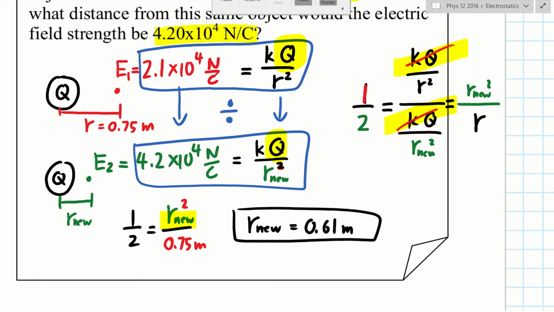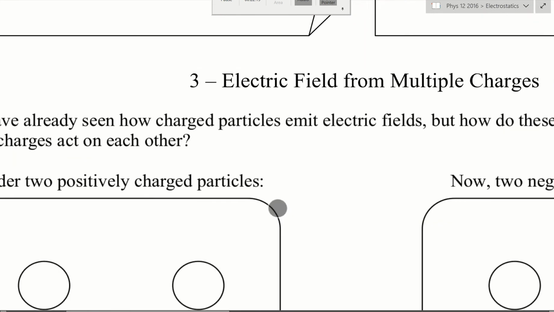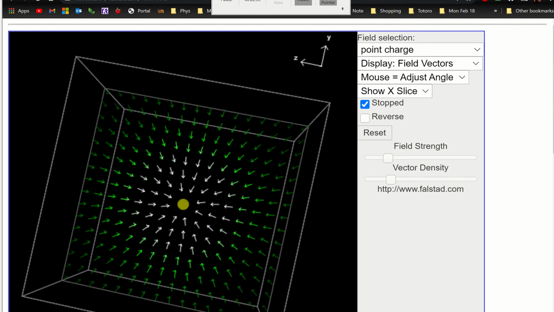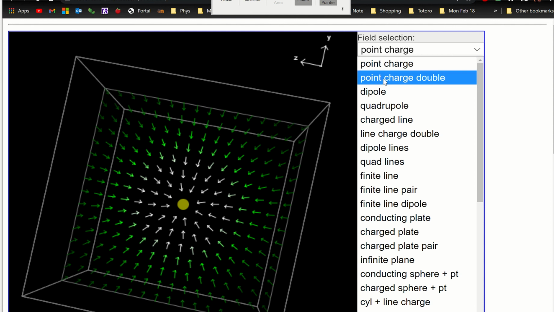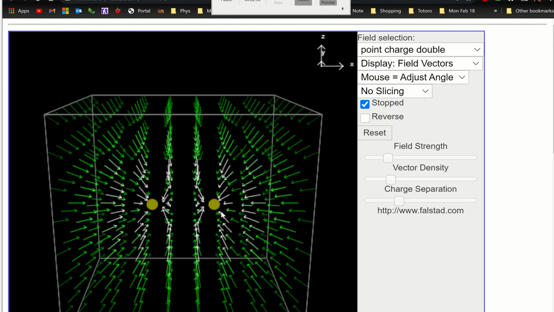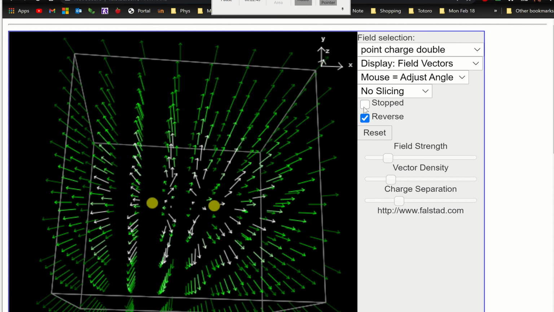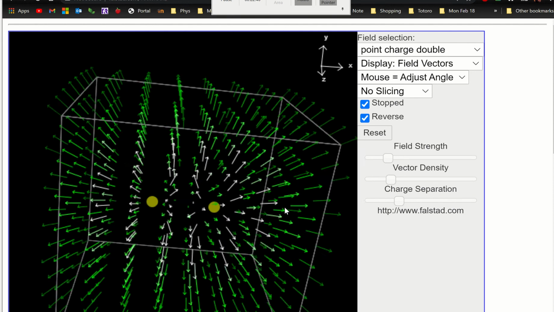Okay, now that's for one charge, and now two or more. What if you have two charges together? Let's see if we can use our simulation to look at it. So if you go to our simulation, and then I select point charge double, that means 2 instead of 1. Now you can see, let's look at 2 protons first. Okay, so 2 protons in space.